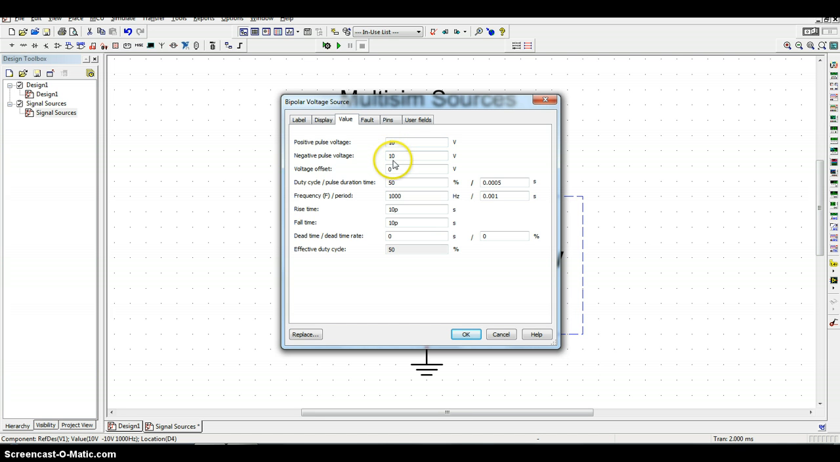Now this can be a little confusing because it says the negative pulse voltage, and I think the first time I did this I put minus 10 in here, and that doesn't work. That flips it back around again. In other words, a negative pulse really implies that it's negative, so you enter it as plus 10. There's no offset. Now it's sitting at 50% duty cycle, and let me illustrate what that means.